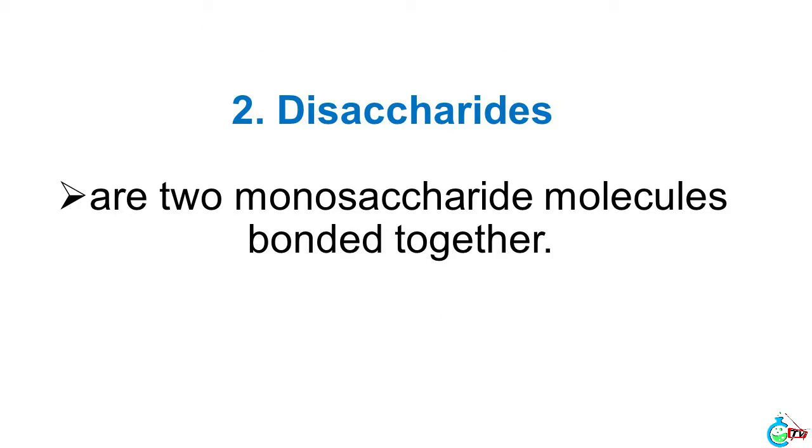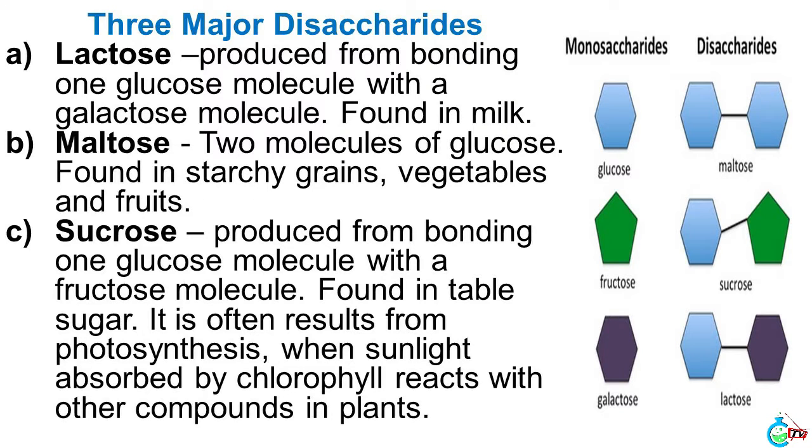2. Disaccharides are 2 monosaccharide molecules bonded together. 3 major disaccharides. Lactose, produced from bonding one glucose molecule with a galactose molecule, found in milk. Maltose, 2 molecules of glucose, found in starchy grains, vegetables, and fruits. Sucrose, produced from bonding one glucose molecule with a fructose molecule, found in table sugar. It often results from photosynthesis, when sunlight absorbed by chlorophyll reacts with other compounds in plants.